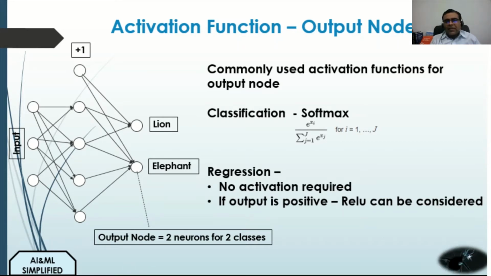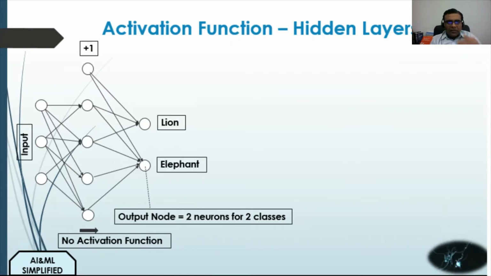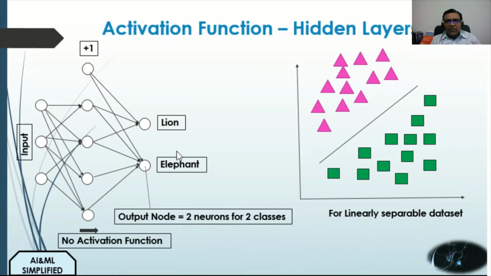Next, let's try and understand what are the typical activation functions which are used for the hidden nodes. In this neural network, we have considered one hidden layer and we have not added any activation function to this. So the hidden layer is directly passing the data to the output node. And this neural network is used for classifying a data set having two classes, lion and elephant. If we look at this data set visually on the two-dimensional plot, a linear separator is good enough to segregate these two classes, and they can be easily separated by this linear classifier.